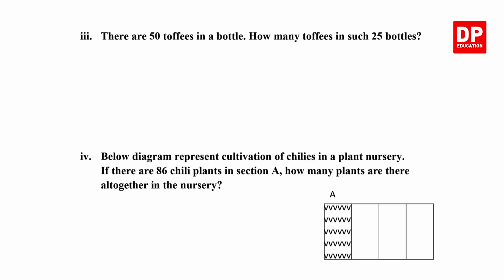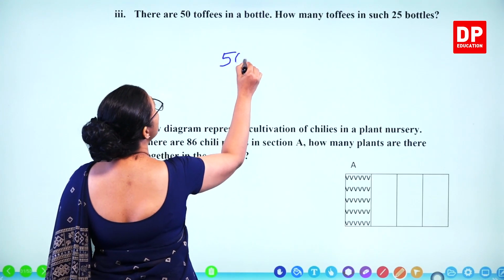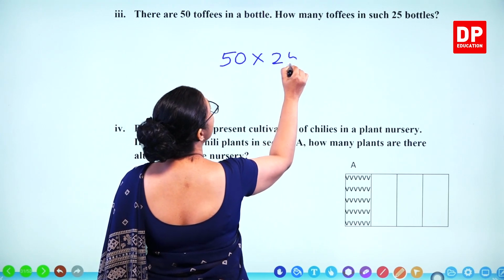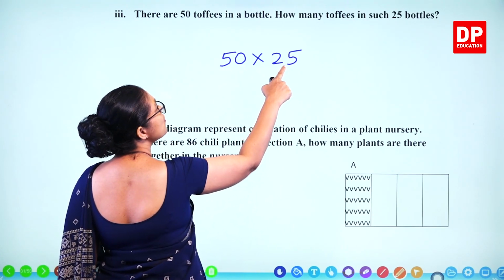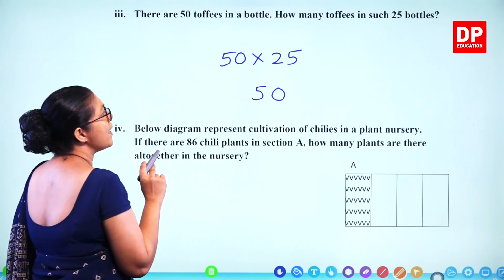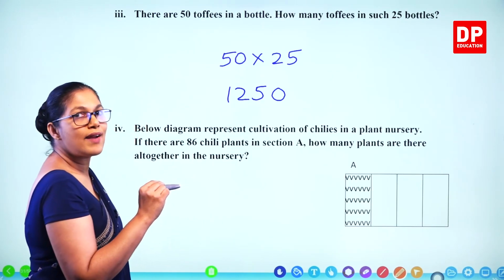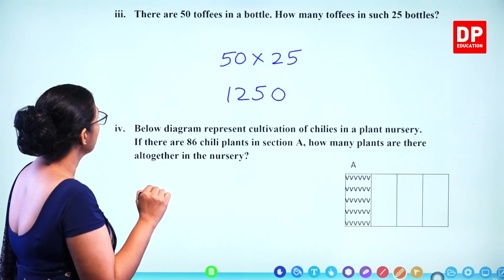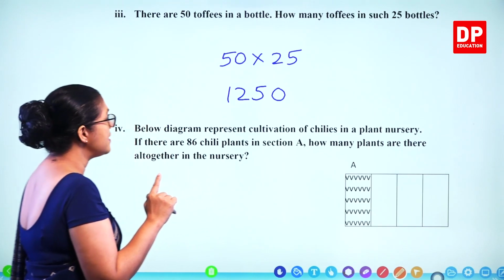Part 3. There are 50 toffees in a bottle. How many toffees in such 25 bottles? So that means you have to multiply 50 by 25. So that means put a 0 and multiply by 5. 5 times 5, 25. 2 remaining. 5 times 2, 10 plus 2, 12. 1,250 toffees are there.